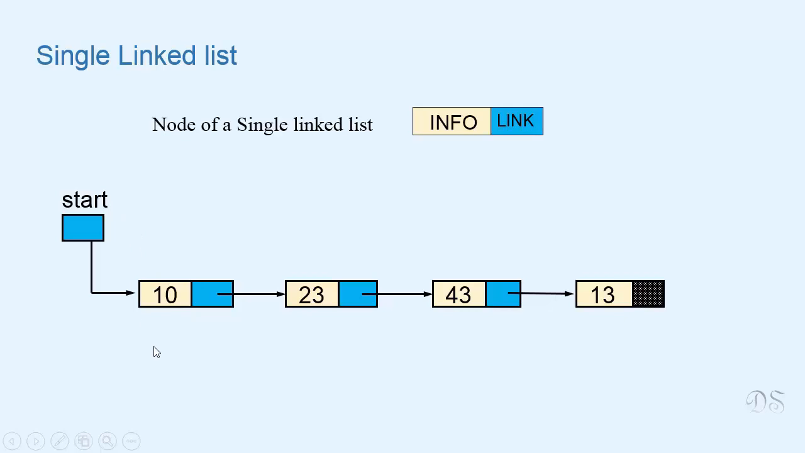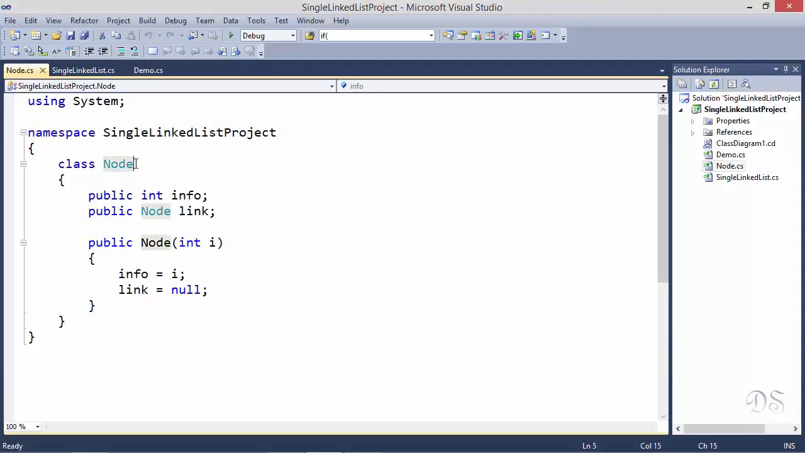Now let's see how we can implement a single linked list. This is the class Node that represents a node of a single linked list. This variable info represents the actual data that has to be stored in the list. We have taken it to be of type int. It can be of any other type also. This link is of type Node and it always refers to the next node of the list. This is the one argument constructor. Info is initialized with i and link is initialized to null.